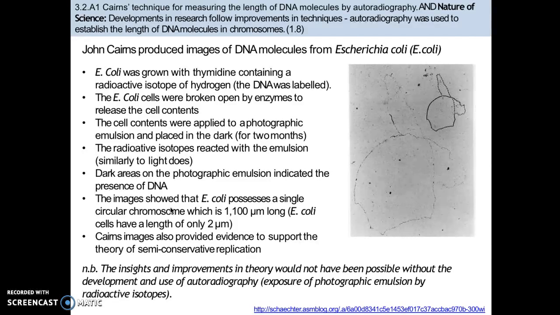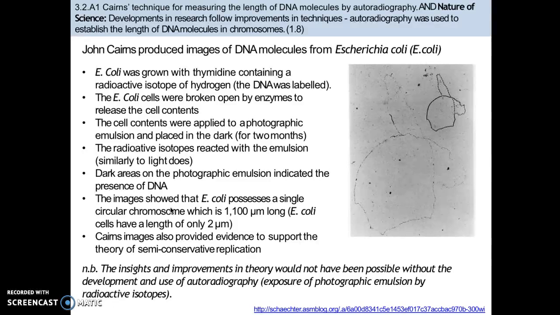So the E. coli cells were then broken open by enzymes to release the cell contents, and then the cell contents were applied to a photographic emulsion and placed in the dark for 2 months. What happened was that the radioactive isotopes reacted with the emulsion, very much like the way that light does when we do darkroom photography stuff. And the dark areas of the photographic emulsion indicated the presence of DNA. So the images showed that E. coli possessed a single circular chromosome.